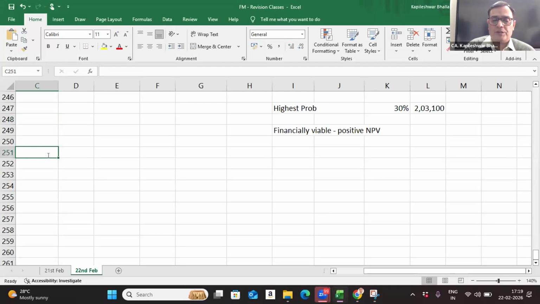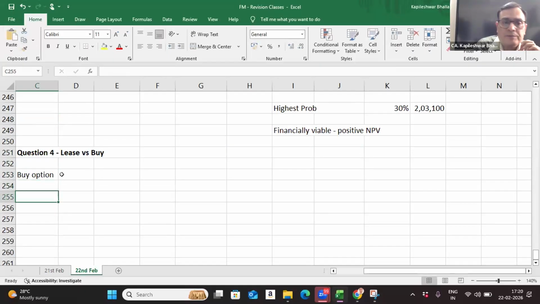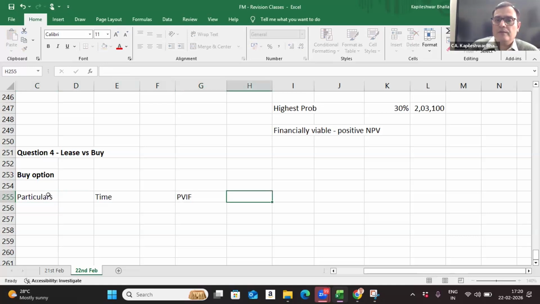So this is question number 4, that is on again lease versus buy. So first, I think let's organize the buy option. There are a lot of inputs to be computed. So buy option, we'll just organize the statement: particulars, then there is time, then there is PVIF, then there is amount, and then there is present value.